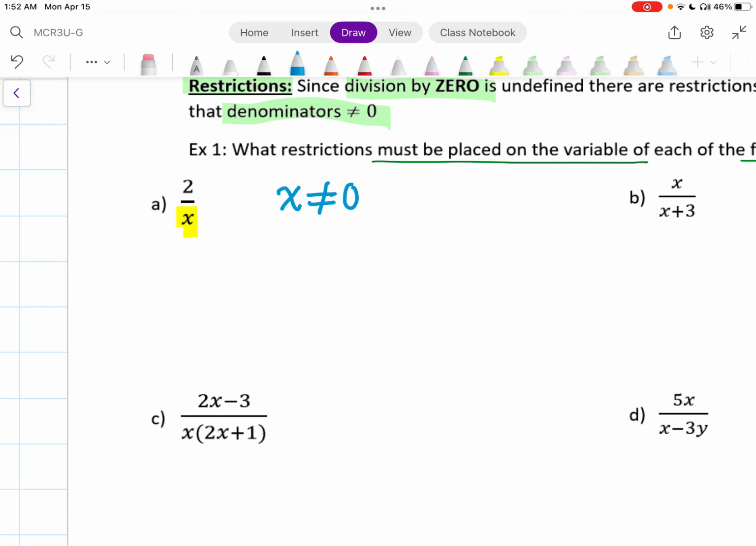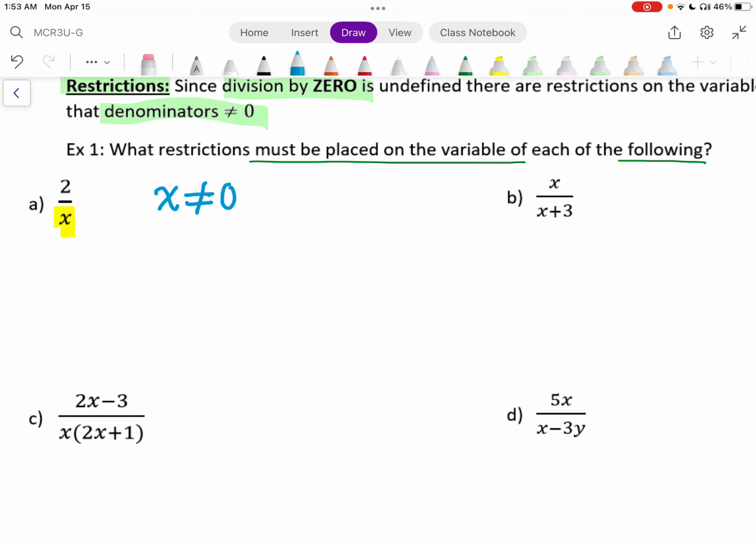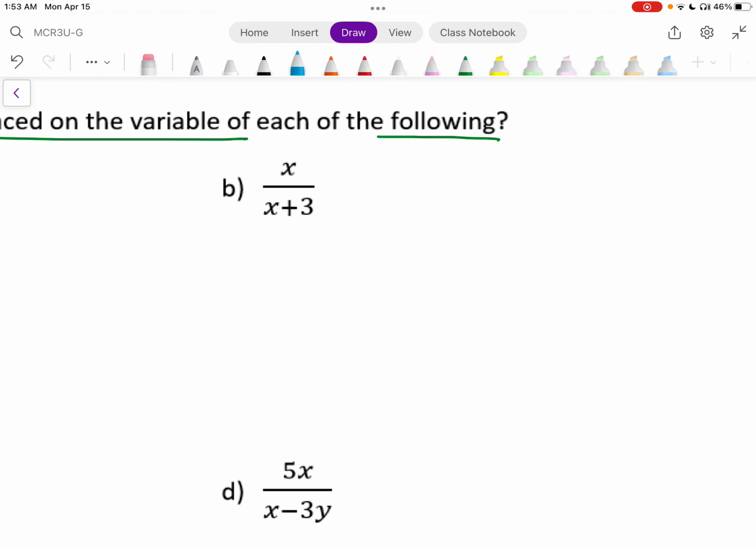Okay, so then moving on, I would suggest try pausing the video here and trying these on your own. Okay, and if you've done so already, let's go ahead and take these up.